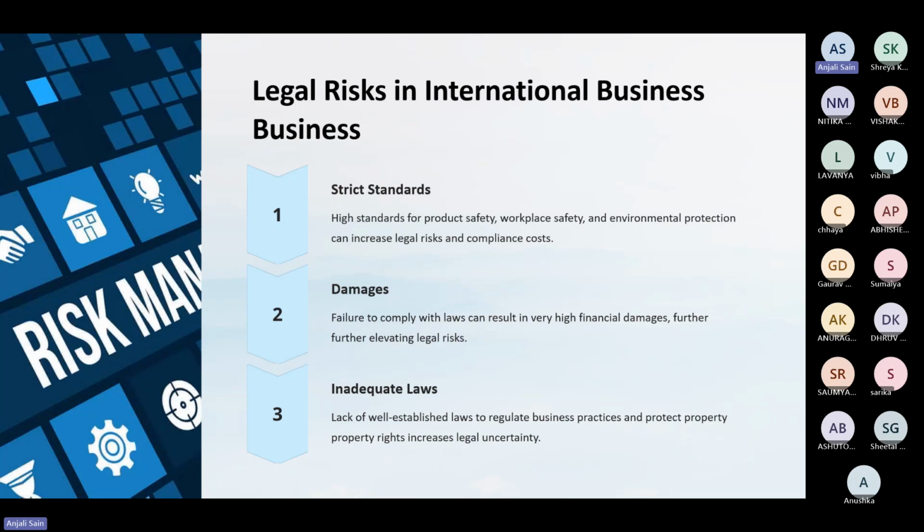Failure to comply with the law can result in very high financial damages, further elevating legal risk. ठीक है, if I'm not following their standards, what will they do? They'll charge penalty to me. ठीक है, which could be a higher financial damage for my company. In case of a lack of well-established laws to regulate business practices and protect property rights, it increases the legal uncertainty.